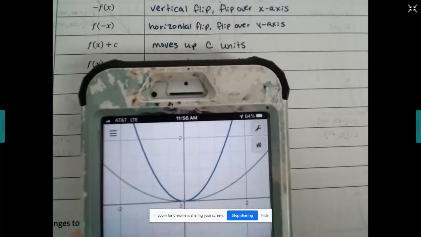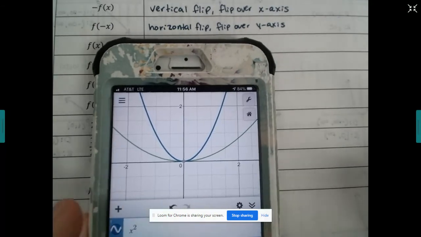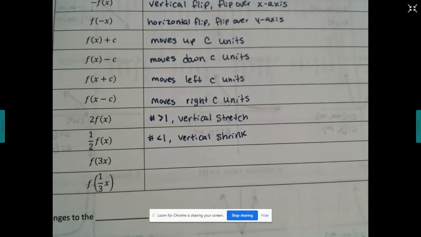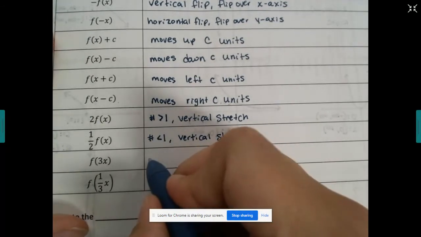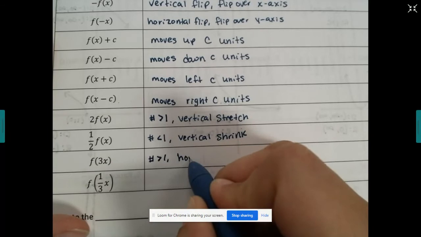So if we look at those same ones, there's our original. The green one is 0.2 x squared. So it took it and it just squished it. So it made it wider. And so that's a vertical stretch or vertical shrink. So then when you have numbers inside of whatever you're talking about being multiplied, these are horizontal. And again, they're going to be the opposite. So if the number is greater than 1, it's a horizontal shrink.